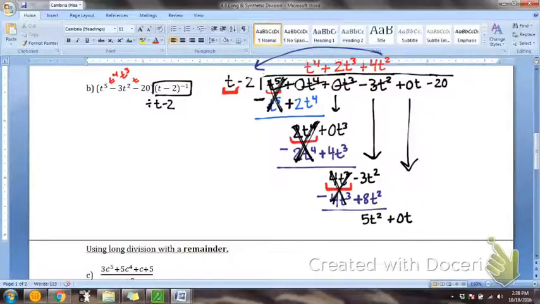Go back and ask ourselves a question. So when in doubt, ask yourself the question. What do I have to multiply t by to get 5t squared? What would you say, Cynthia? What do we multiply t by to get 5t squared? Well, we already have a t, so just 5t. Yeah. Okay.